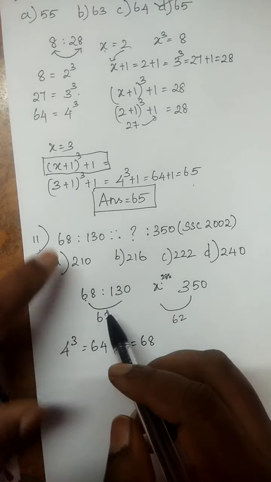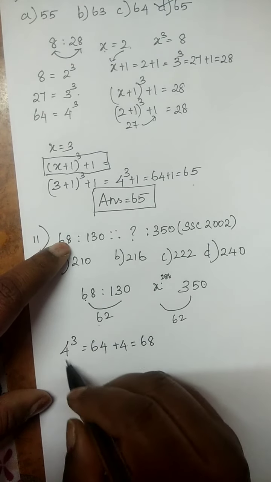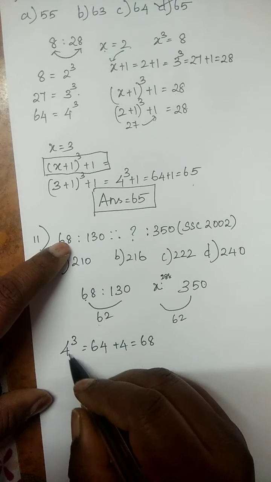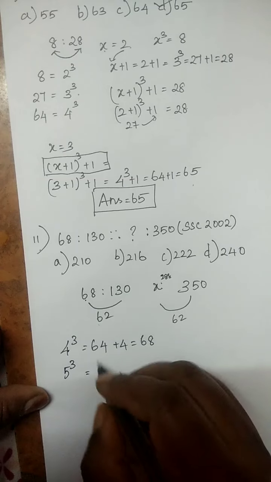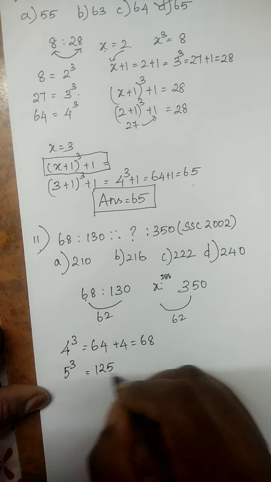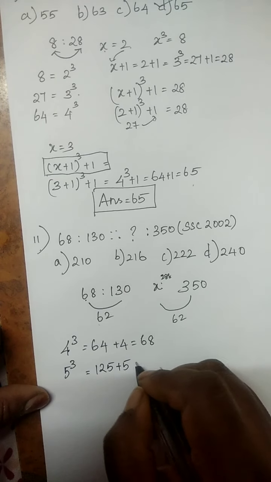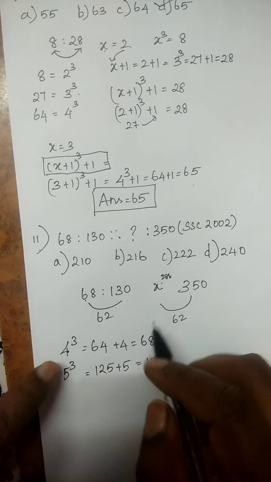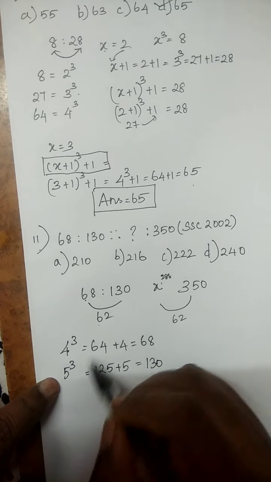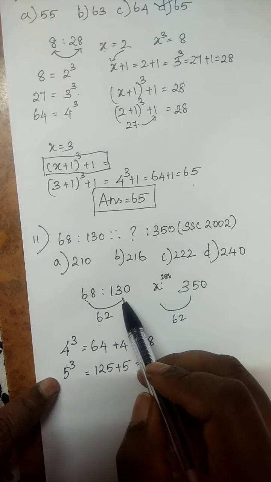So now it's 4 cube for 68. Next to 4 cube, 4. Next to 4, 5. 5 cube is 125. 125 plus 5 gives, yes, 130. So we get the answer 68, 130.